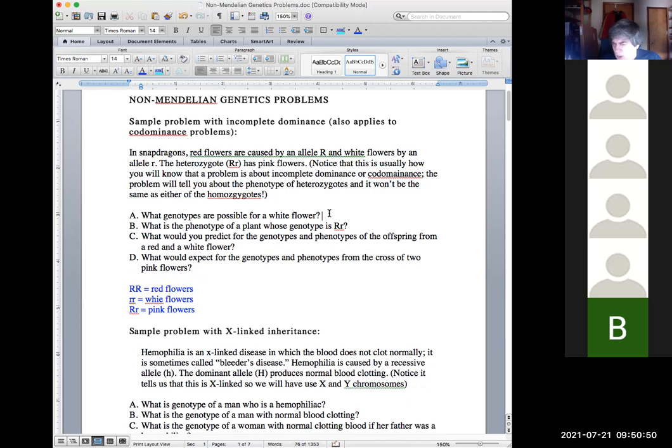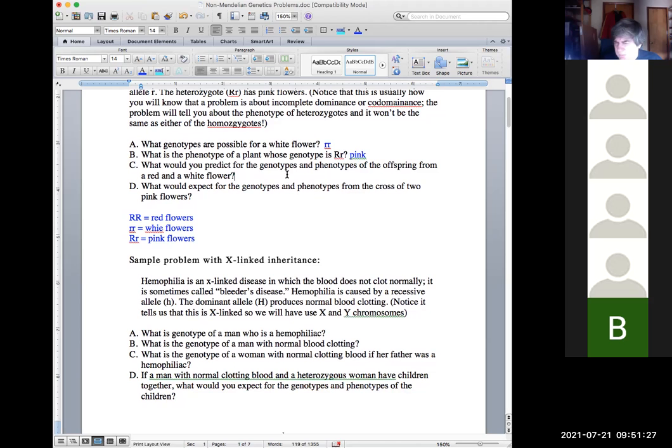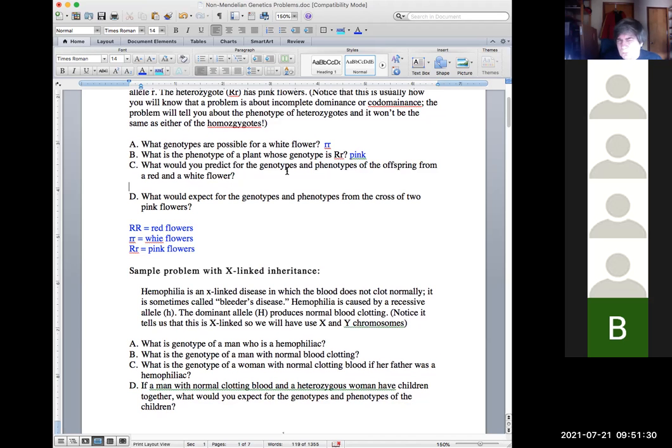problem. So what genotypes are possible for a white flower? Well, if we're talking about a white flower, the only genotype that would give us white is little r, little r. What's the phenotype of a plant whose genotype is big R, little r? Well, that plant is going to be pink. What do you predict for the genotypes and phenotypes of the offspring from a cross between a red flower and a white flower? Okay, so let's work this out.